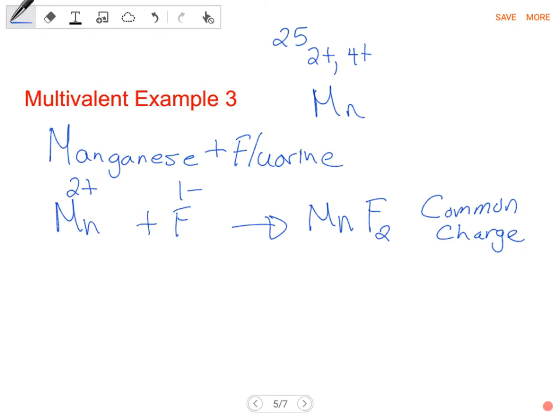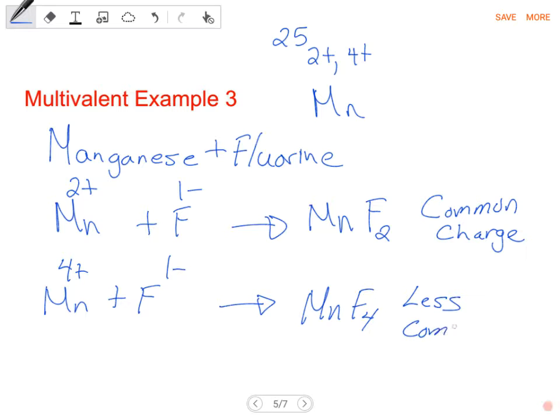All right, now we'll use the less common charge, Mn plus F. This is 1 minus. This one's going to be 4 plus. Well, in that case, we would have to have 4 of the fluorines. Again, a much different compound. All right, so hopefully that makes sense. Basically, you're just seeing again how you can get much different compounds.